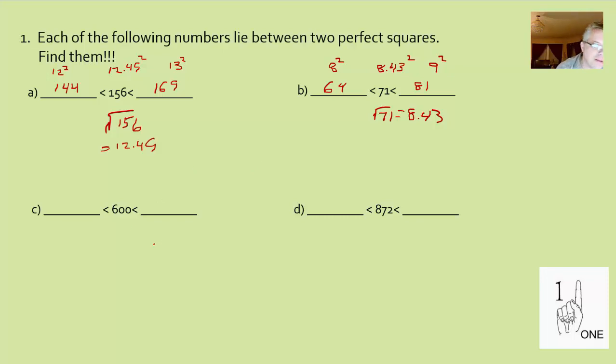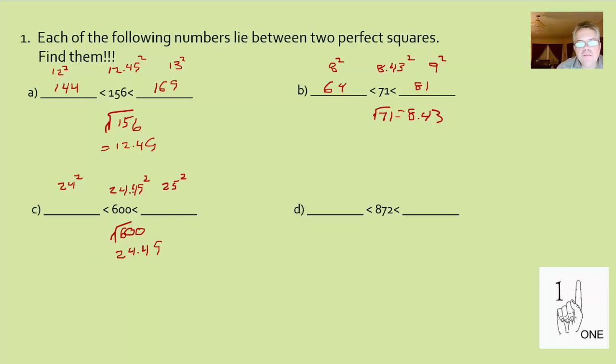Once you understand this, these are all the same. So 600, let's take the square root. The square root of 600 is approximately 24.49. So I can think of 600 as 24.49 squared, about. Just round it down. The nearest whole number below that is 24. If I square 24, I get the perfect square that's below 600. And if I round it up to 25 and square that, I get the perfect square above it.